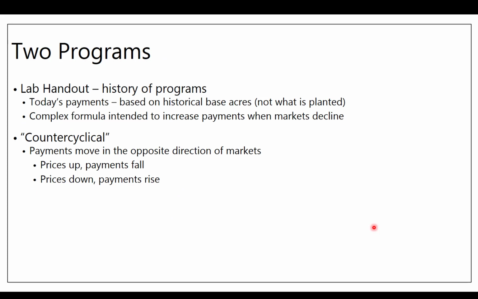Like I said, that lab handout really talks about the history of programs, and then gets to the fact that today's payments are based on historical base. So the idea that what you plant this year could influence the payment you receive is gone. It is really tied to some historical period where your production determined the allocation of your base acres.